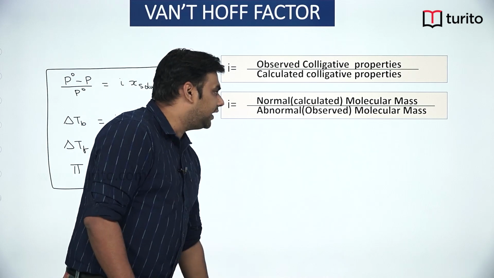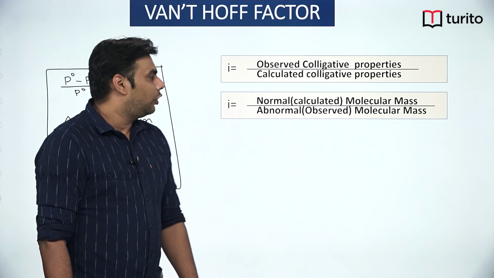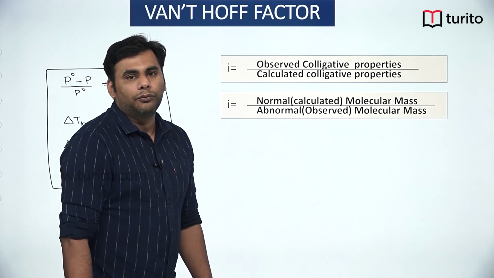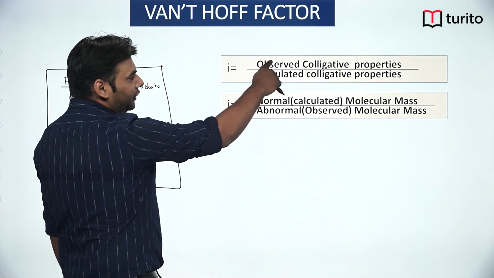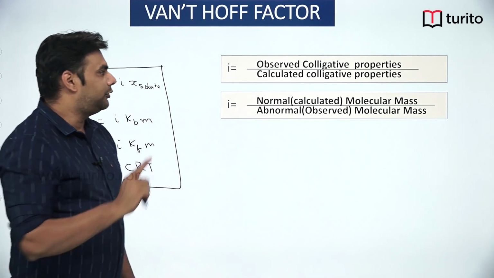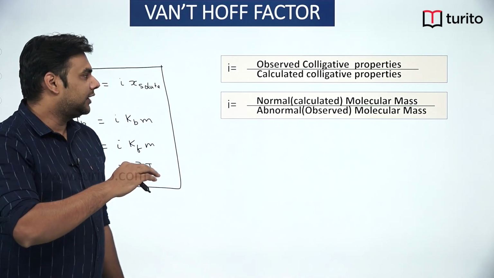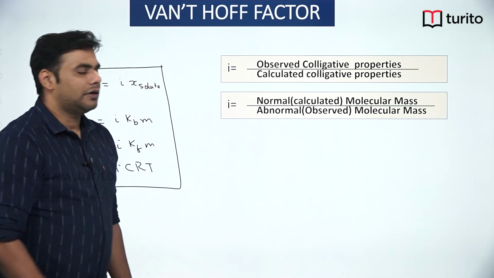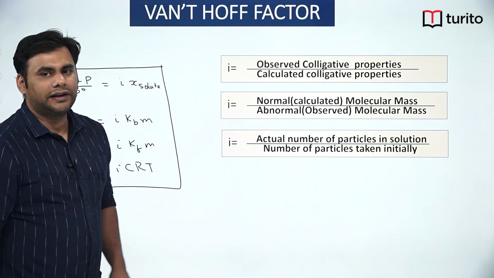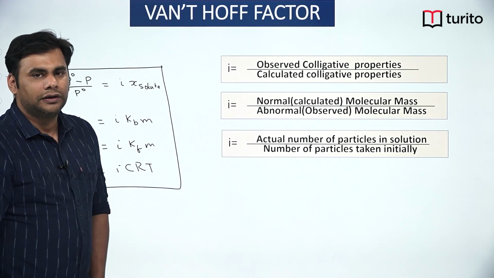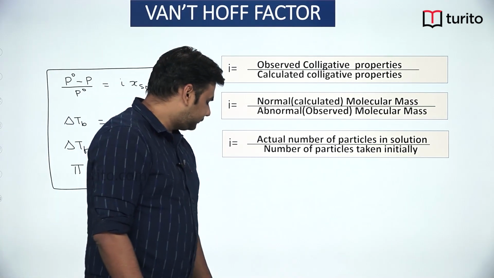So Van't Hoff factor is basically normal molar mass or molecular mass divided by abnormal molecular mass, or we can also say it as calculated molar mass divided by observed molecular mass. So they are just opposite to each other. Van't Hoff factor was observed upon calculated colligative property, whereas in terms of molar mass it is calculated upon observed molar mass. And the third one, which you have already done in the previous lecture, is actual number of particles in solution divided by number of particles taken initially. Okay, hope this is clear to you.